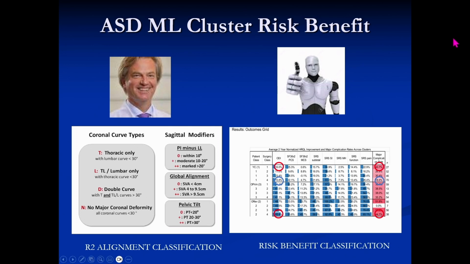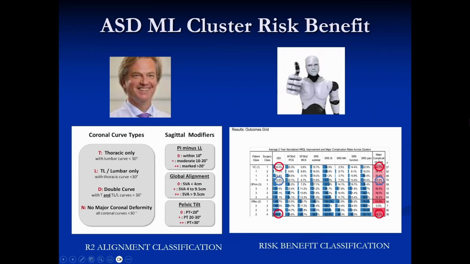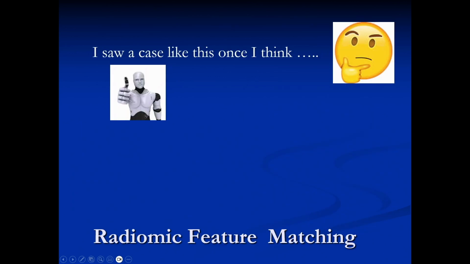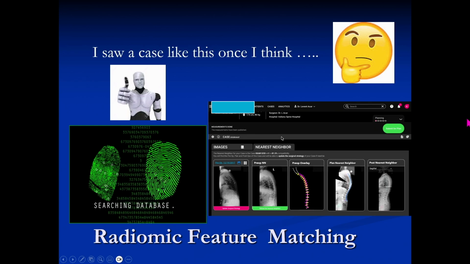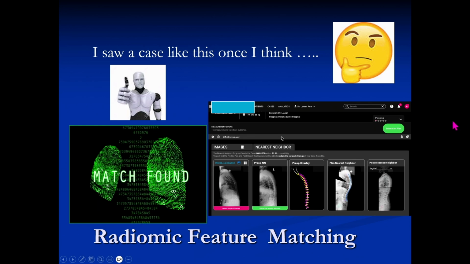So rather than a classification based on a weak correlation to the sagittal plane, it gives you a classification based on risk and benefit, which is really of much more significant importance to surgeons and patients at the point of care.